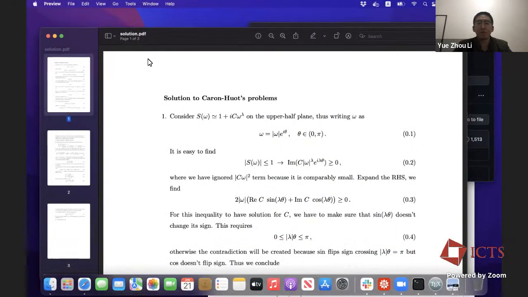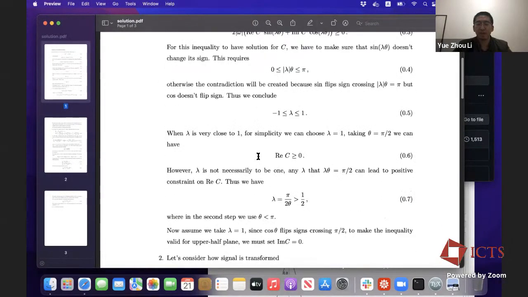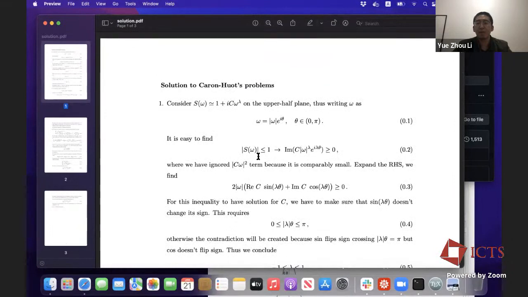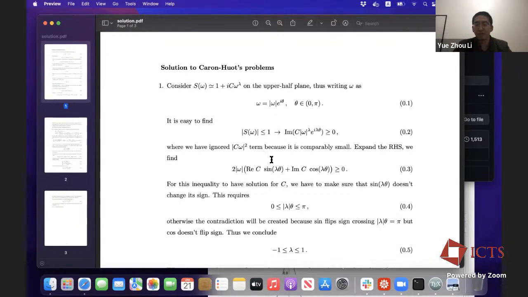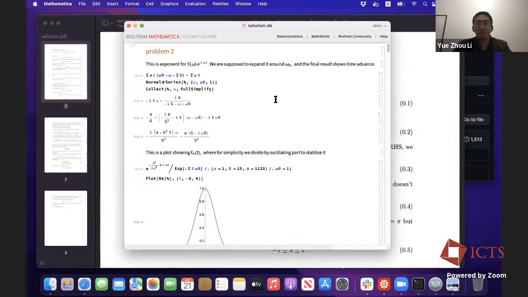So let me share the screen. I basically have two or three things to share. First is the solution, which is in a PDF file, and I think I may be able to upload it after the session. The second one, which I think is actually more useful, is the Mathematica notebook that covers how I solve those problems and how I call STPB to solve the EFT bound steps.